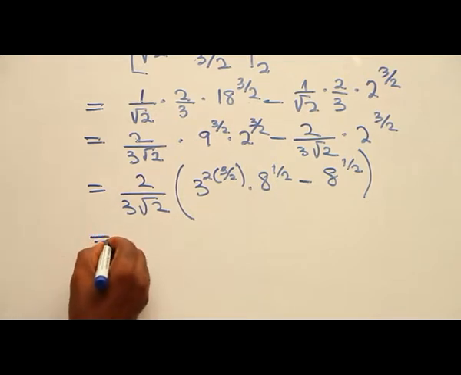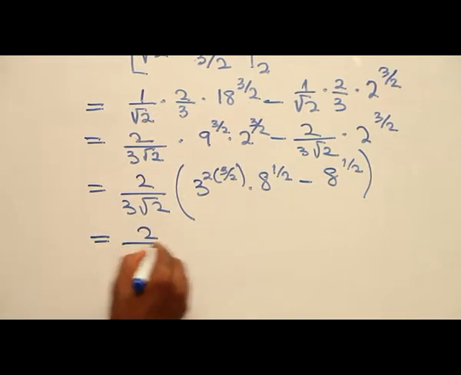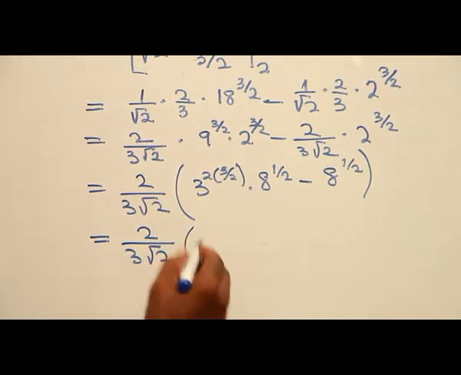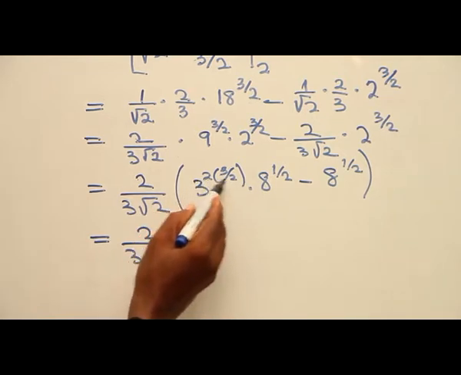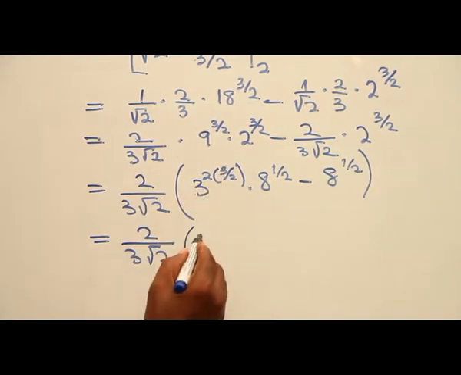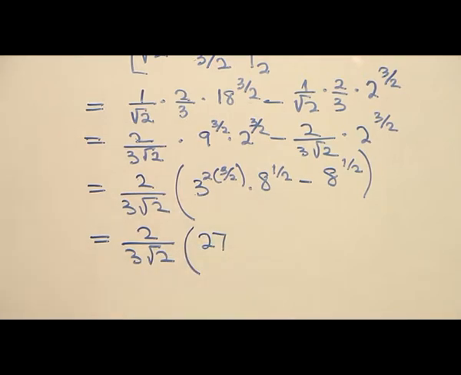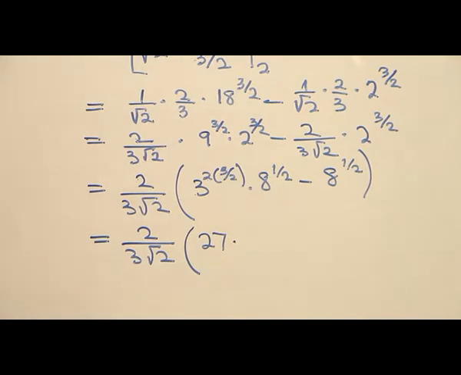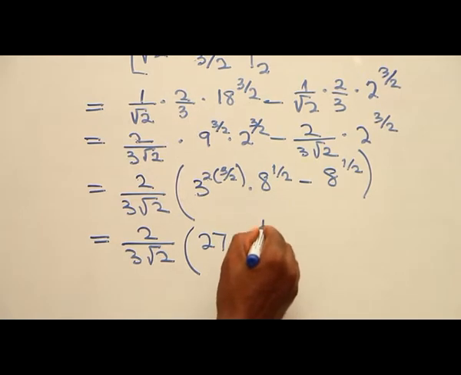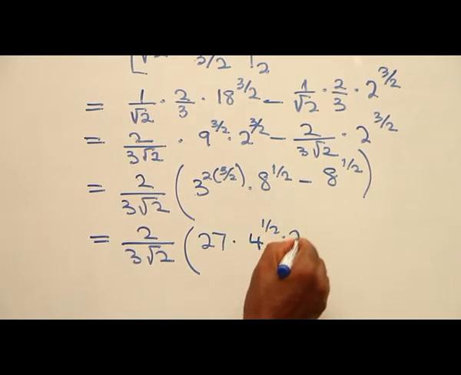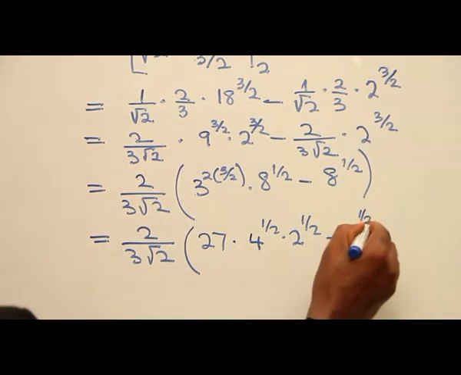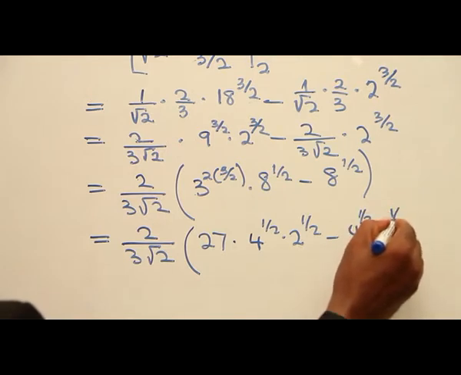We now have this to be equal to 2 all over 3 raised to power 2. Now open the bracket. What does this stand for? We cancel 2, so remaining 3 raised to power 3, and that is 27. And of course, times 8 raised to power half, which means 4 times 2 raised to power half. So 4 raised to the power half, and then times 2 raised to the power half. Minus the same thing here, 4 raised to the power half, and then times 2 raised to the power half.